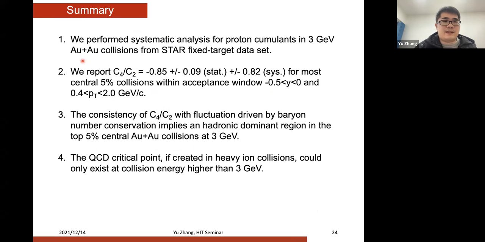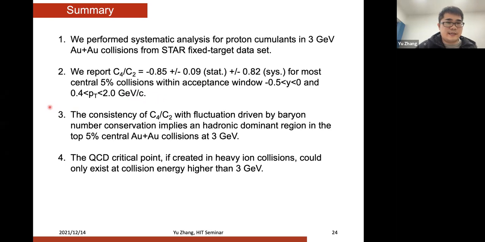Then it is my summary. In this analysis, we performed the systematic analysis for the 3 GeV Au+Au collision data. And we report a C4 over C2 value of -0.85, with statistical and systematic errors, for the most central 5% centrality with this analysis window.